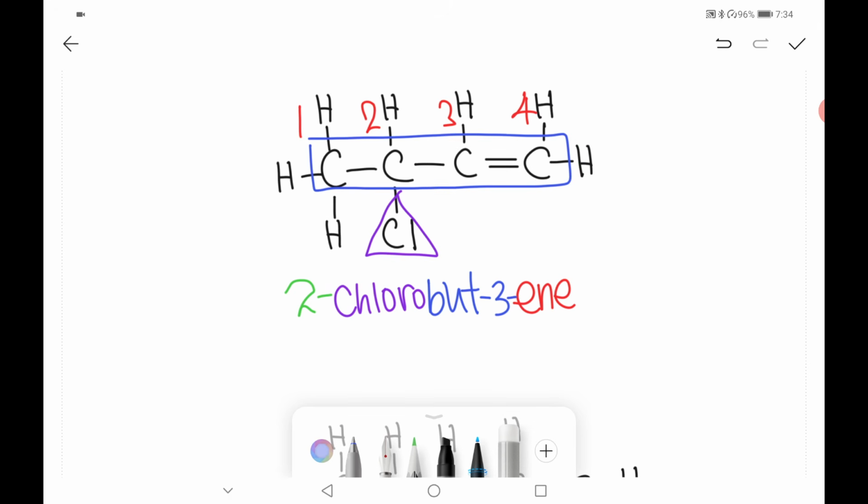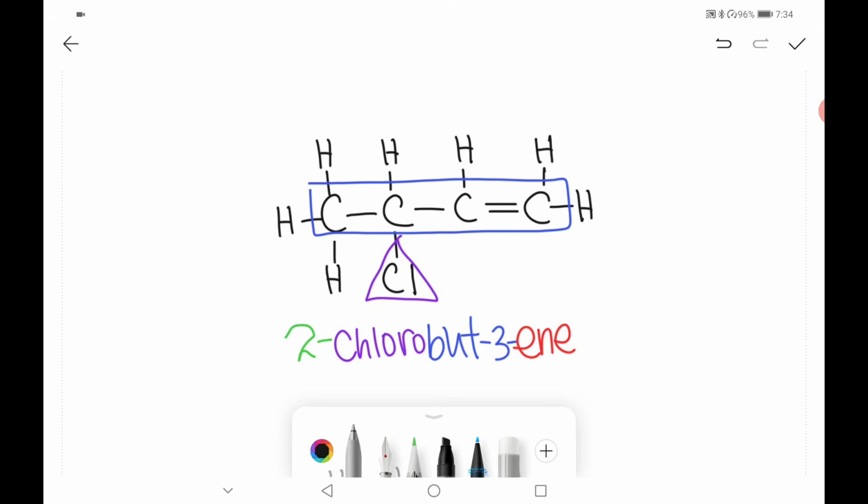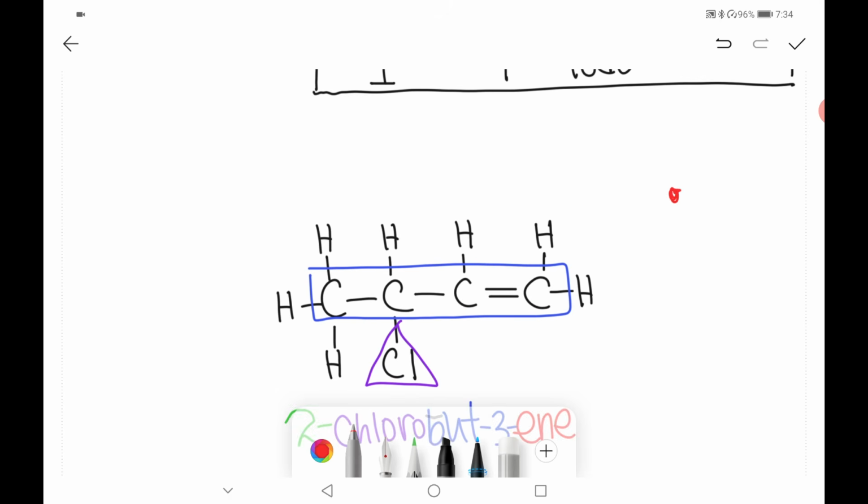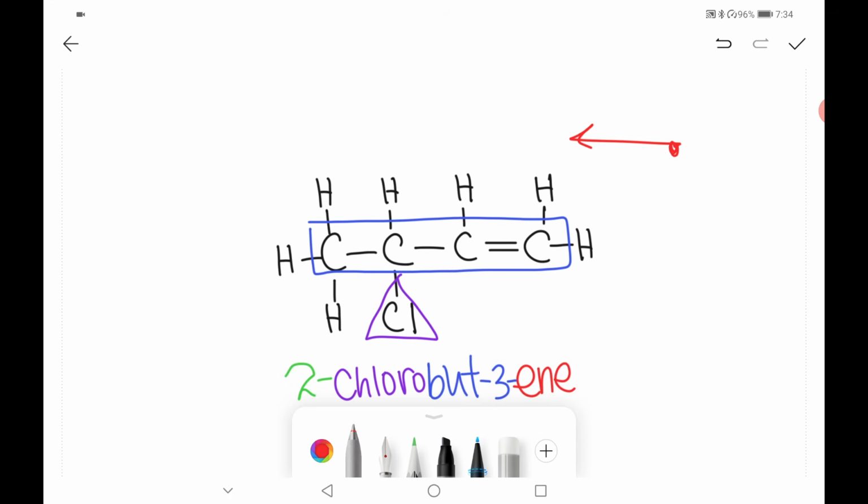And we are not done yet. This is not the final name yet. Don't forget, you always need to count from the opposite direction as well. Just now I counted from left to the right. Now I will count from the right to the left. So if you count from the right to the left, this is carbon number 1, this is carbon number 2, this is carbon number 3, this is carbon number 4.